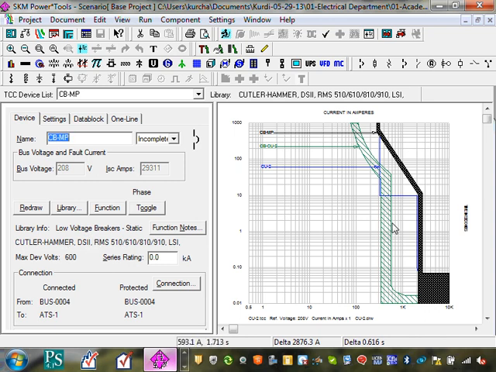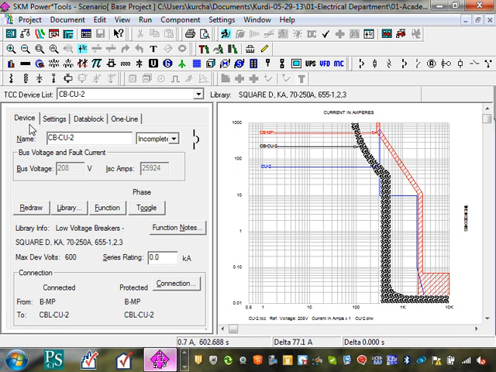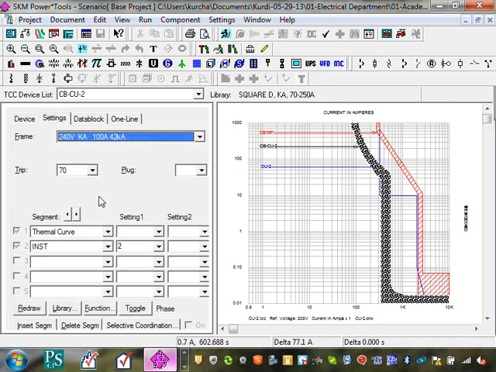Now let's go to that one. It's a kind of dumber-than-a-rock circuit breaker here. This is a fixed circuit breaker. Can you see that? This side is fixed right in here. The only thing I can adjust is the instantaneous.